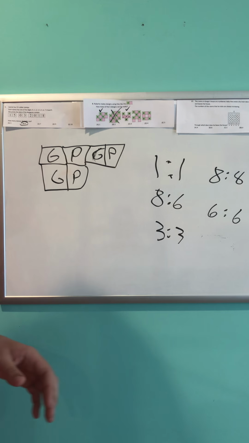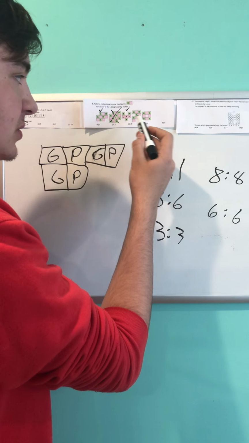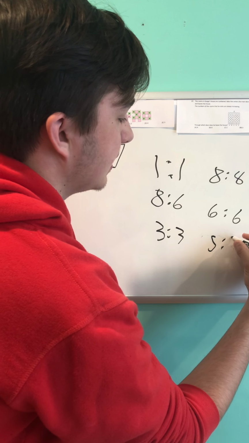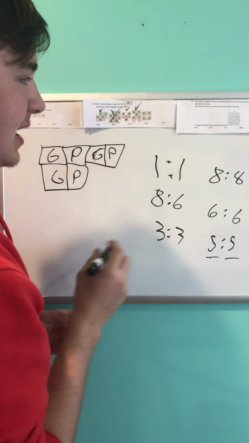Let's look at this one. How many green do we have? 1, 2, 3, 4, 5. And how many pink? 1, 2, 3, 4, 5. So is this one in a ratio of 1 to 1? Yes, because these are the same. So this one's good.